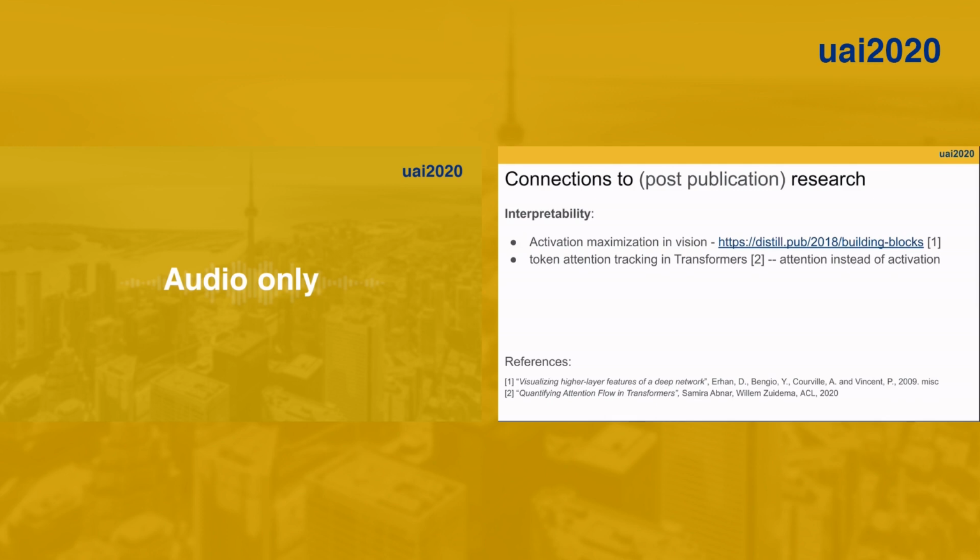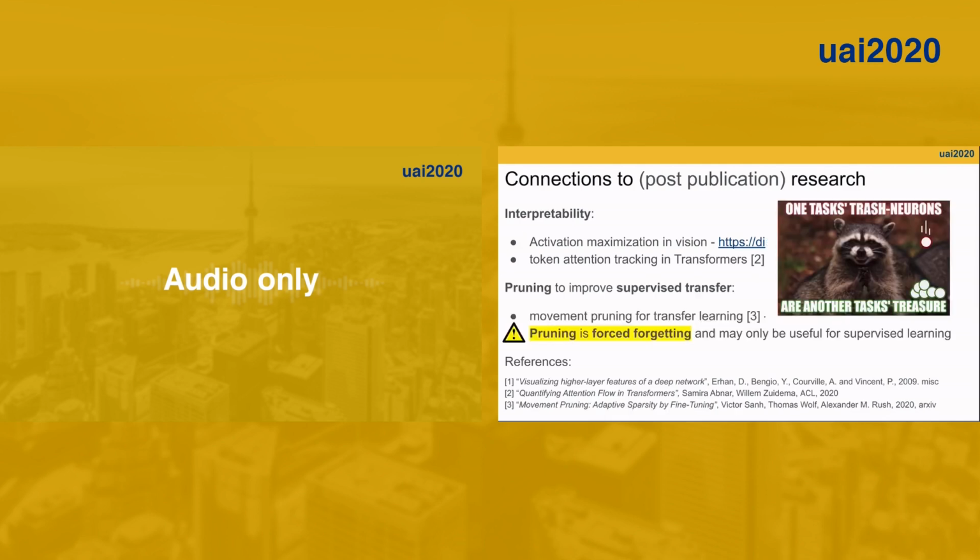Finally, we have some connections to older and newer research than ours. For example, for interpretability, there's activation maximization in vision and token attention tracking in transformers, if you want to apply it to transformer models. But one of the more interesting ones is a paper called movement pruning, which is the idea that during transfer learning, you should only prune the neurons that change the most, which is also what we did in the experiments we just showed you. However, we want to point out that pruning can be interpreted as forced forgetting, and that it thus may only be useful in supervised learning.